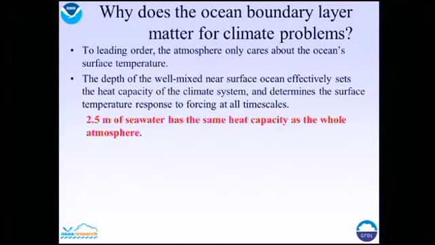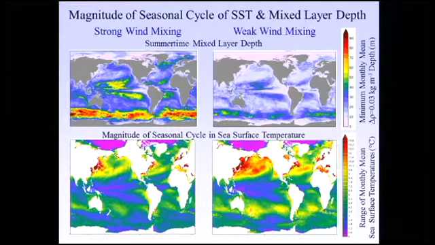Okay? And in terms of the climate dynamics, the ocean is where all the heat capacity in the system is. There's some in the land, there's some in the cryosphere. But the topmost 2.5 meters of seawater has the same heat capacity as the entire atmosphere. So this is why, if you look at the temperature over the ocean, it's lagged from the seasonal forcing by about 90 days. Over the land, it's something more like 15 or 20 days. The ocean has an enormous heat capacity compared to the atmosphere. And so the dynamics of the ocean's boundary layer can have a tremendous influence on the magnitude of the seasonal cycle.